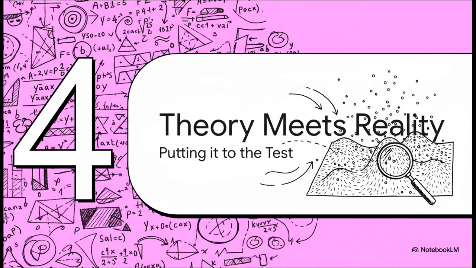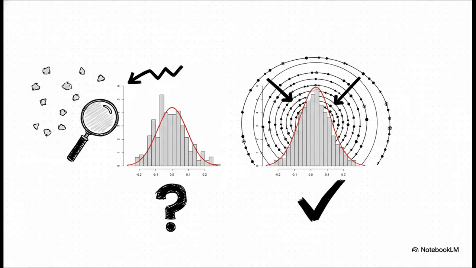Okay, so mathematical proofs are one thing, but seeing is believing. So the authors actually ran simulations to show these guarantees in action. And this slide just illustrates it perfectly. Look at the left. With only 500 data points, the estimate, that's the gray bars, it's a little rough, right? A bit all over the place.